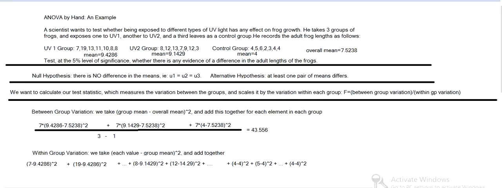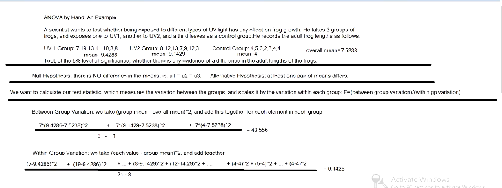Then we divide by the within group degrees of freedom, which is the total minus the number of groups, so divide by 21 minus 3. That gives the within group variation. I'm getting 6.1428. Great, and so we're ready to calculate our F value. Our F value is the between variation over the within variation. I'm getting 7.09.